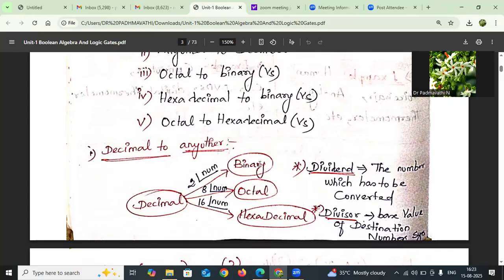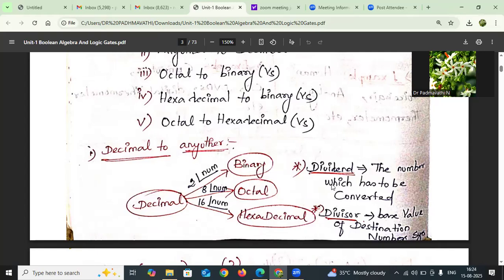For the octal number system, once we have the binary representation of a given decimal number, we can group the binary digits in groups of three, and that will give the octal number system. Similarly, for hexadecimal, grouping 4 bits of information will give you the hexadecimal number system.